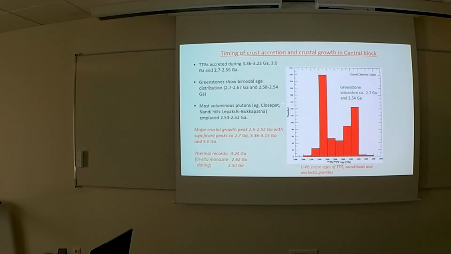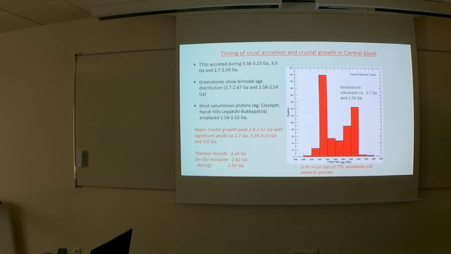Coming to the timing of the crustal growth, as you can see here, there are very few dates older than 3,000 million years. From 3000 to 3200 there is significant crust, but the main peak is between 2600 and 2500 million years. Most of the plutons I showed intruded during this time. The major greenstones formed during 2700 to 2540, but the gneisses are also in the same range.